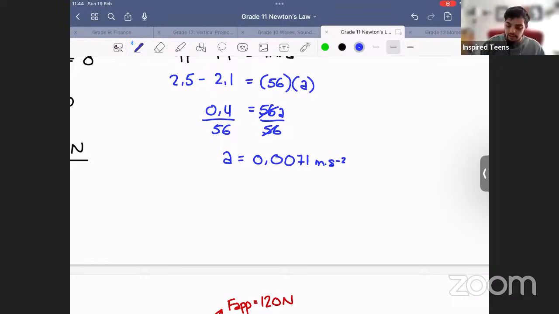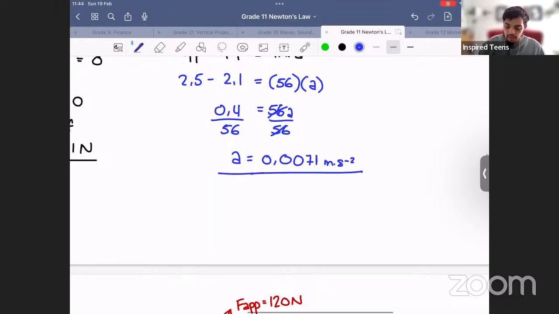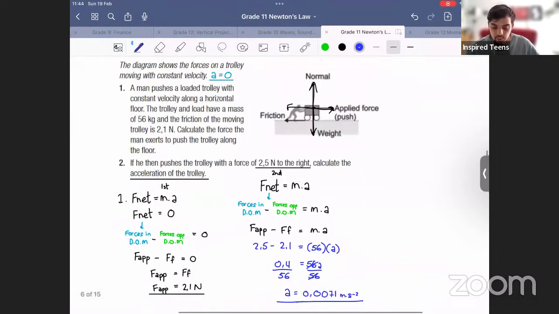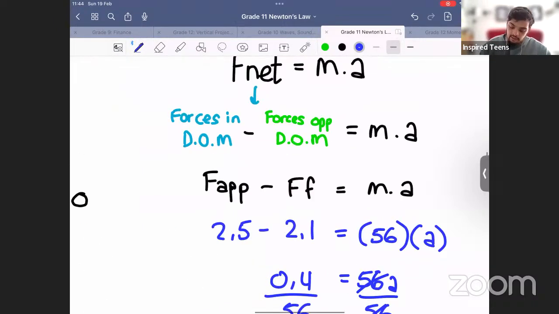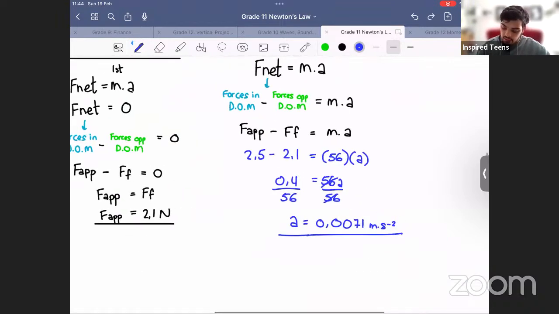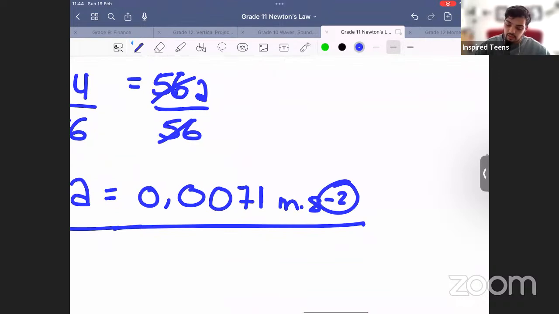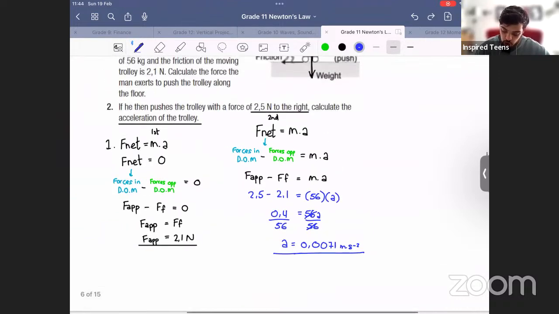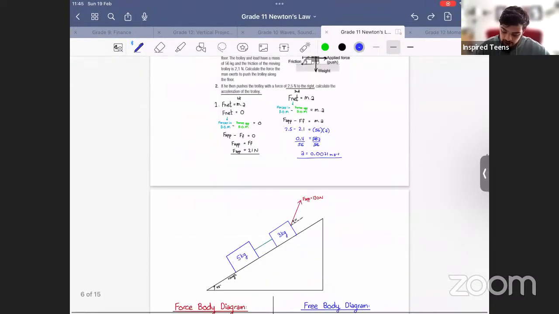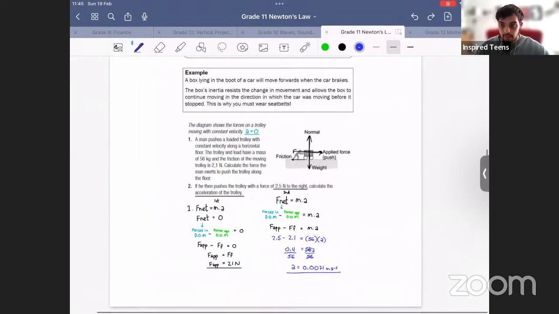Okay, it's a very slow acceleration because he's pushing 56 kgs, and his applied force is barely bigger than the friction. So the acceleration is slow. Remember, it's meters per second to the -2. All right, so that's Newton's first law. Great, I'm happy with that, right?